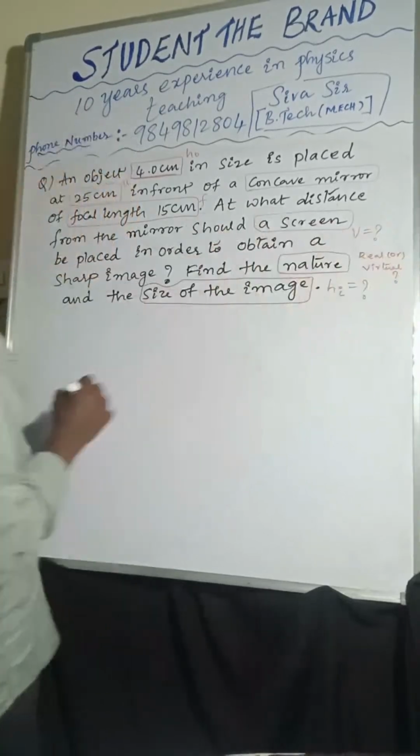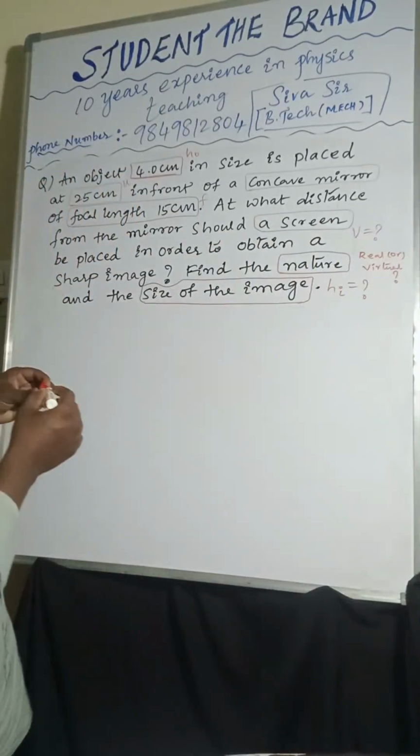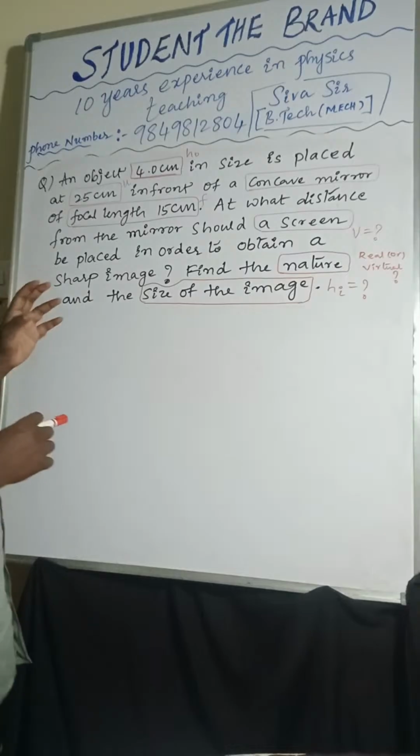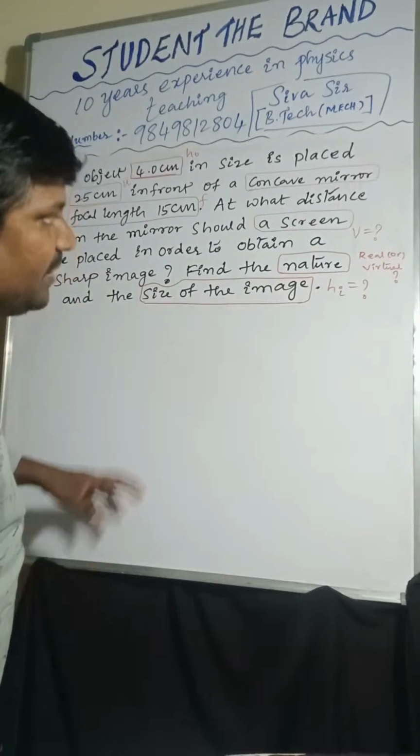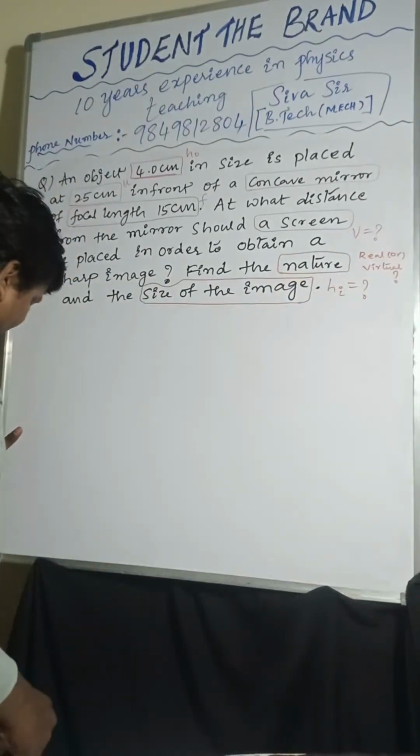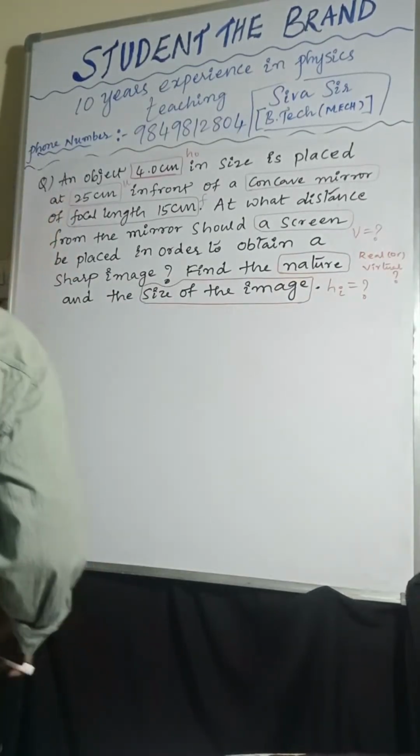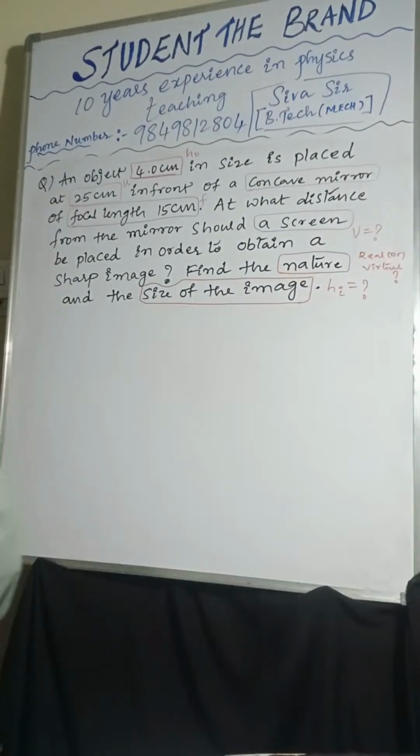If you underline like this, in this manner, and identify the question, we can solve this type of question in an easy way. Try to identify. This is the way to solve the problem. Now you can check.